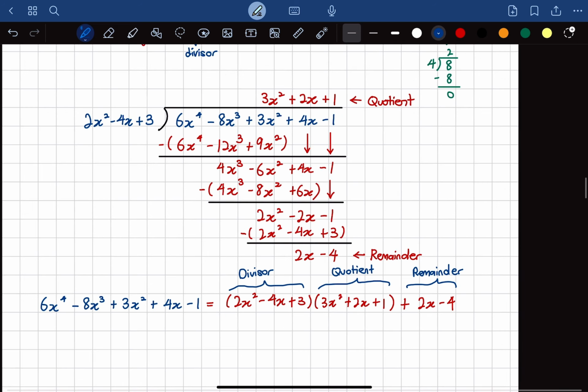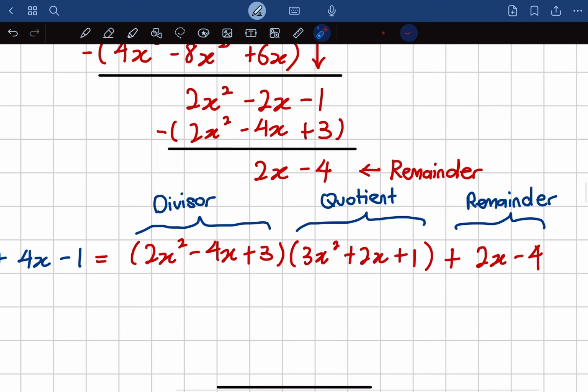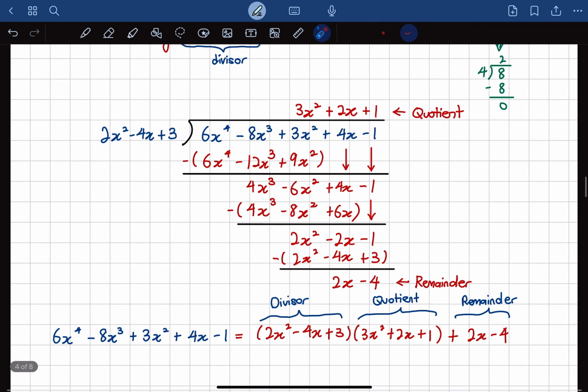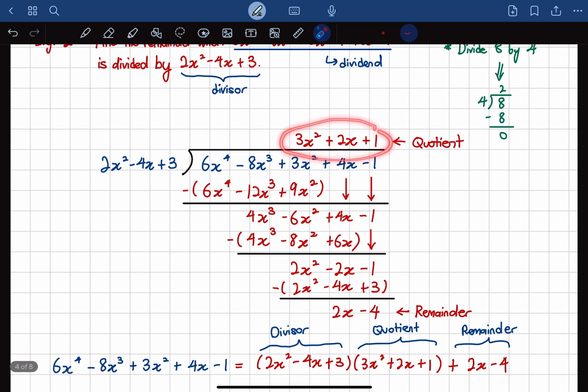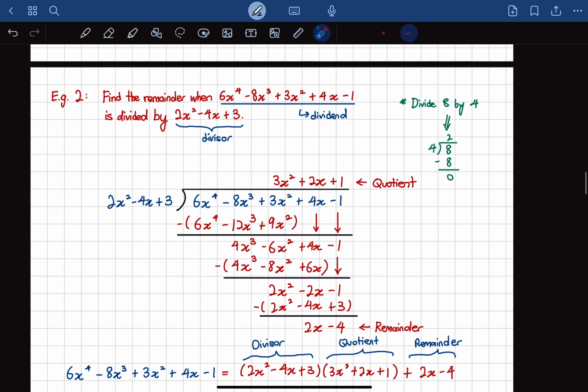And if you want to check if your answer is correct, simply expand these two brackets out and combine all the terms together. You should obtain back this original polynomial over here. Okay, so with that, we have covered this very important skill of how we apply and use the division algorithm in order to obtain a quotient and the remainder if I divide a polynomial f(x) by a divisor. Yep, so that's the end of this video.